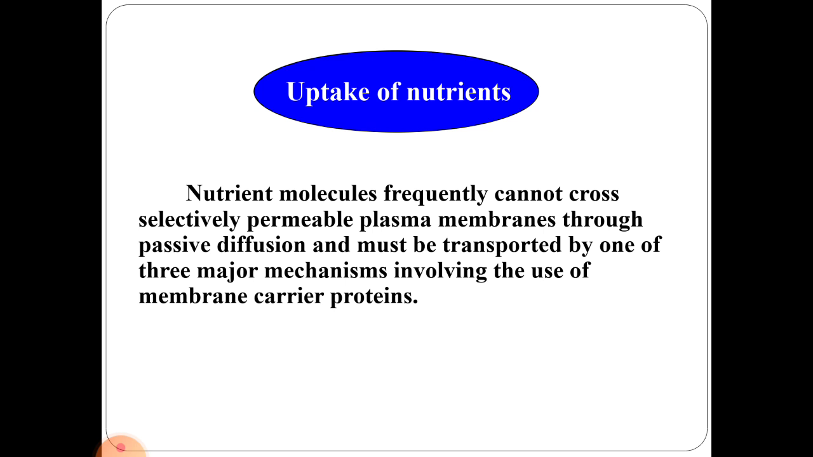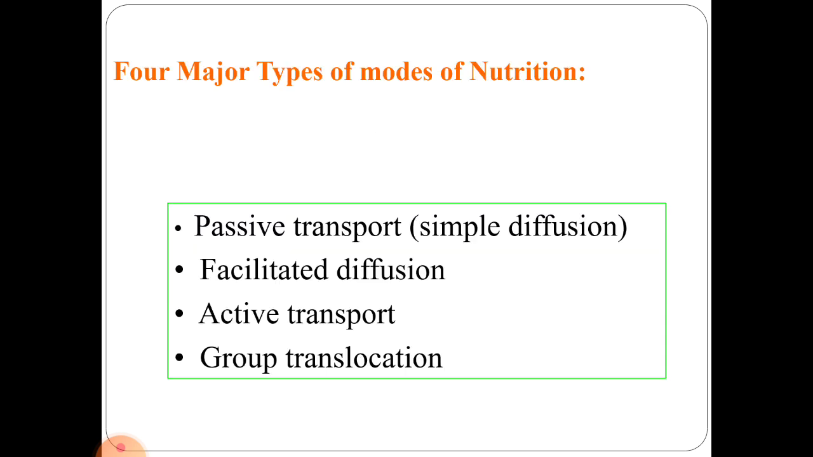Nutrient molecules frequently cannot cross this selectively permeable plasma membrane through passive diffusion and must be transported by one of the three major mechanisms involving the usage of membrane carrier proteins. The four major modes of nutrient uptake observed in microorganisms are passive transport or simple diffusion, facilitated diffusion, active transport, and group translocation.